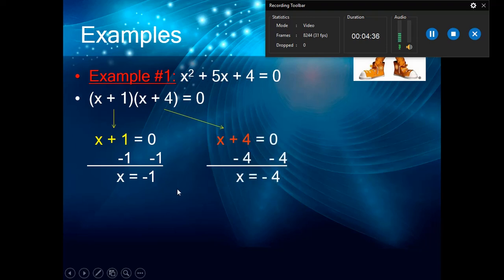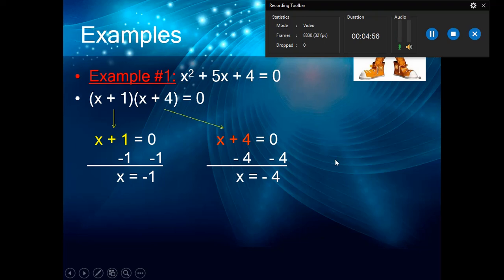The second binomial, x plus 4, gets set equal to 0. Same thing, I'm going to solve for x, and I see that I have a solution at -4. I also want to sub that in. So -4 squared is 16, and then I'll have -20, which is -4, and then +4 is 0.